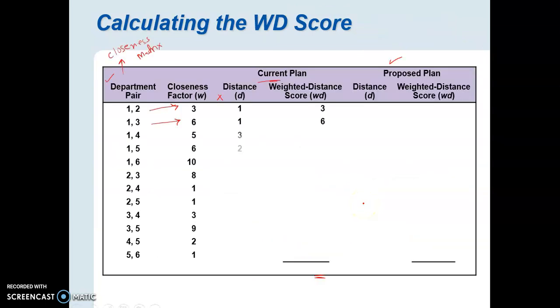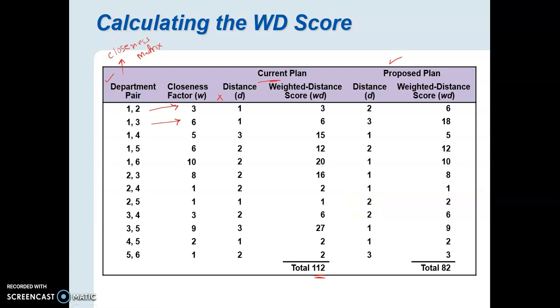So we have to put the new values of the distances, and what we will do, we will simply multiply this closest factor with the distance, and we will get a new WD score. So you see that with each proposed plan, this score will reduce, or might not reduce, but what is the selection criteria? The selection criteria is that you have to select the block plan which has the lowest WD score, so that then your objective is achieved.